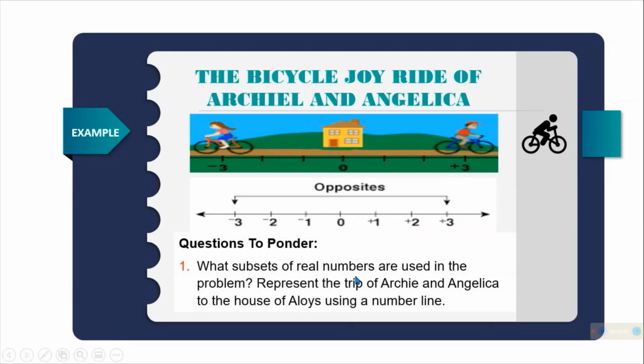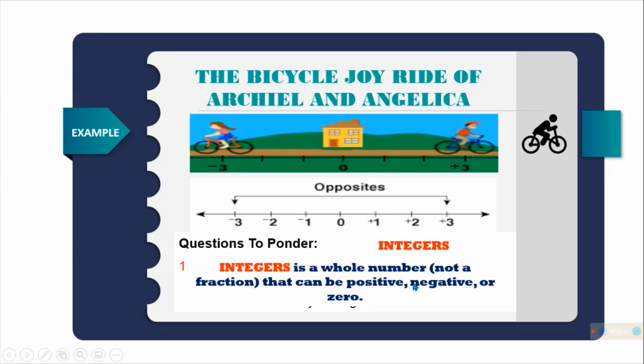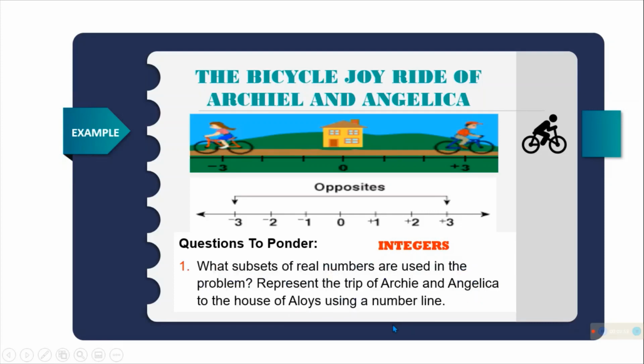What subset of real numbers are used in the problem? Represent the trip of Archie and Angelica to the house of Aloy using a number line. Ang ginamit na subset ng real numbers dyan is integers because we have 0, negative numbers, and positive numbers. So, integers is a whole number, not a fraction, that can be positive, negative, or 0. Ang representation nila, si Archie, doon siya sa tapat ni positive 3. Then, Angelica naman ay negative.